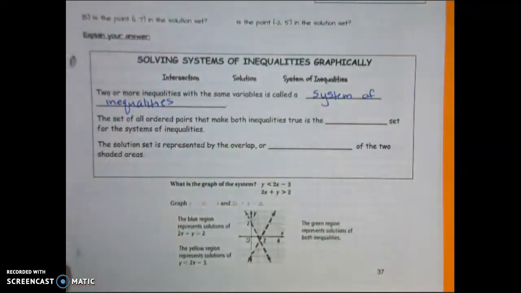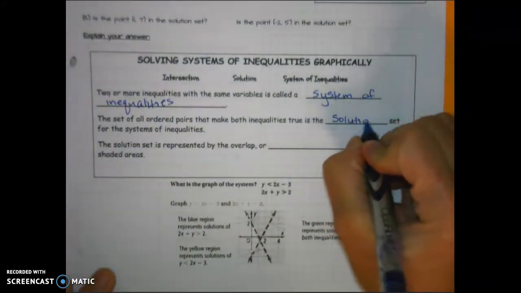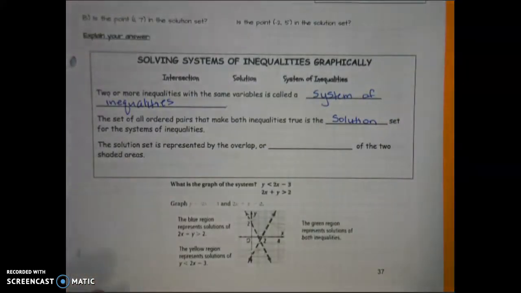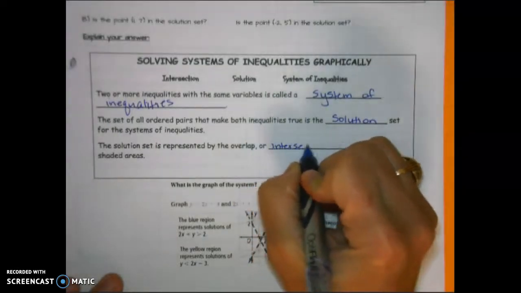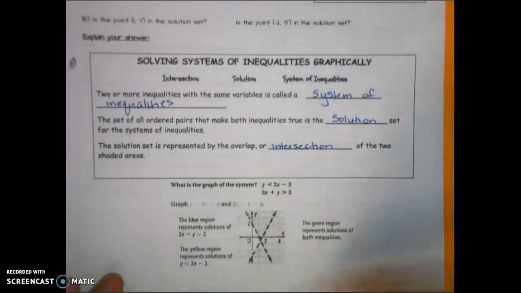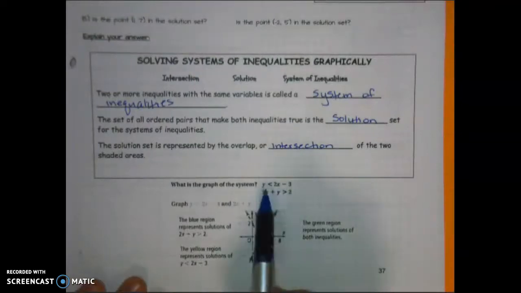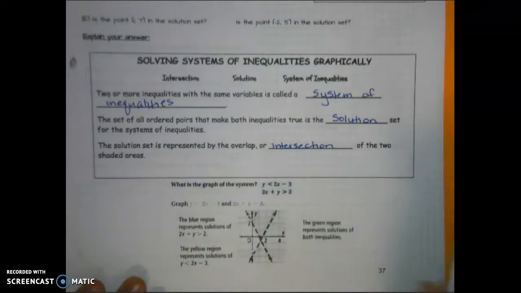The set of all ordered pairs that make both inequalities true is called the solution set for the system of inequalities. The solution set is represented by the overlap or intersection of the two shaded areas. We have a picture right here of a system of inequalities. It's this inequality, y is less than 2x minus 3, and 2x plus y is greater than 2.